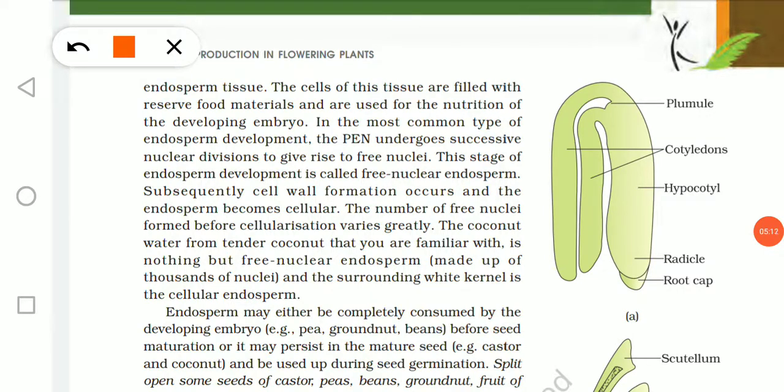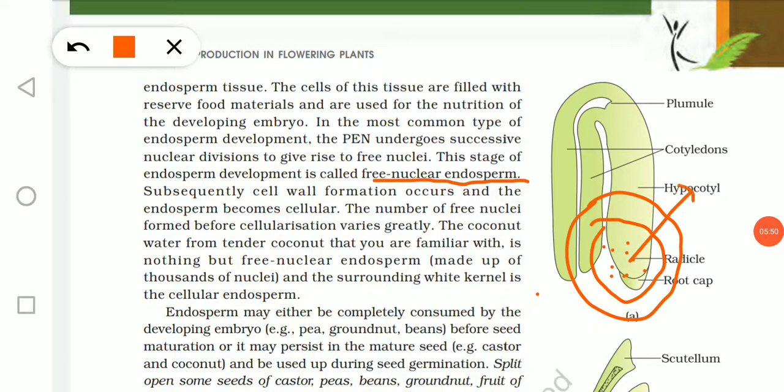In the most common type of endosperm development, the primary endosperm nucleus undergoes successive nuclear divisions to give rise to free nuclei. This stage is known as free nuclear endosperm. After this, cell wall formation occurs, and the number of free nuclei formed before cellularization varies greatly. If you see a coconut, the water inside is the free nuclear endosperm.